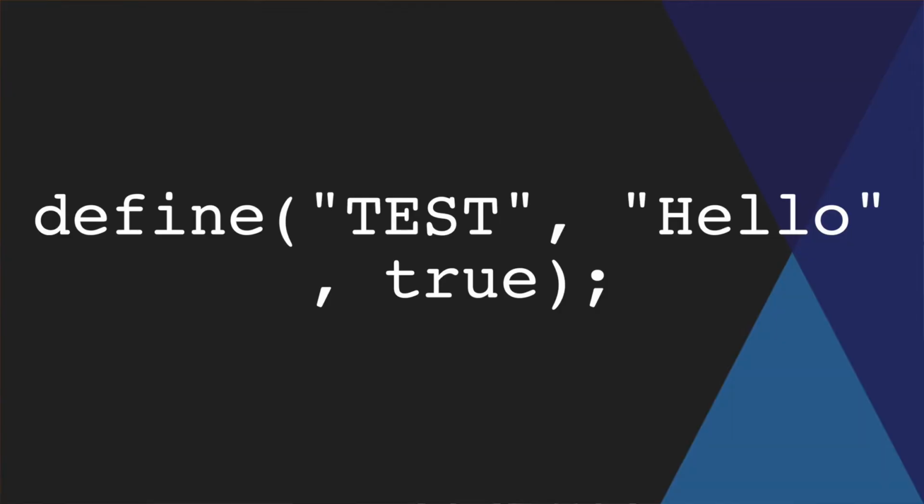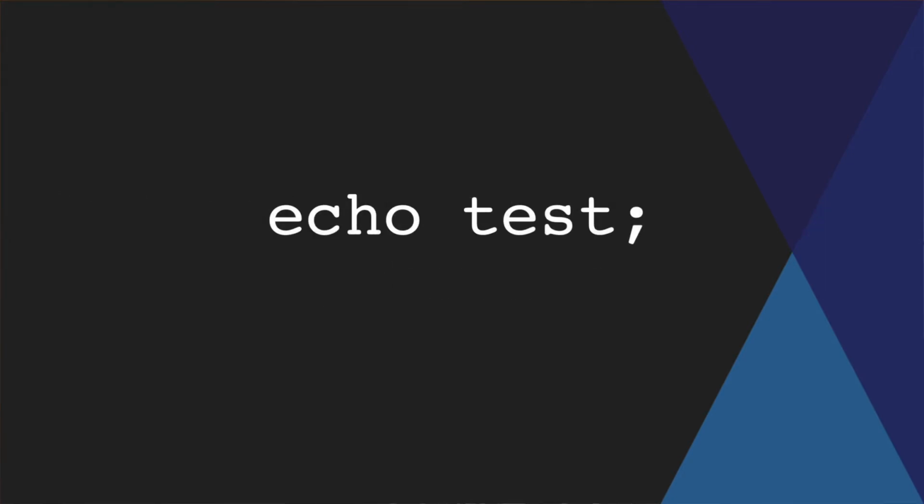On this same note, you can also define constants in PHP. These are like variables, but they won't change in the program no matter what you do. So to define a constant, we'll run the define function with our constant name, what the value of the constant will be, and whether it will be case sensitive or not. And then in our code, we can call the constant by its name.